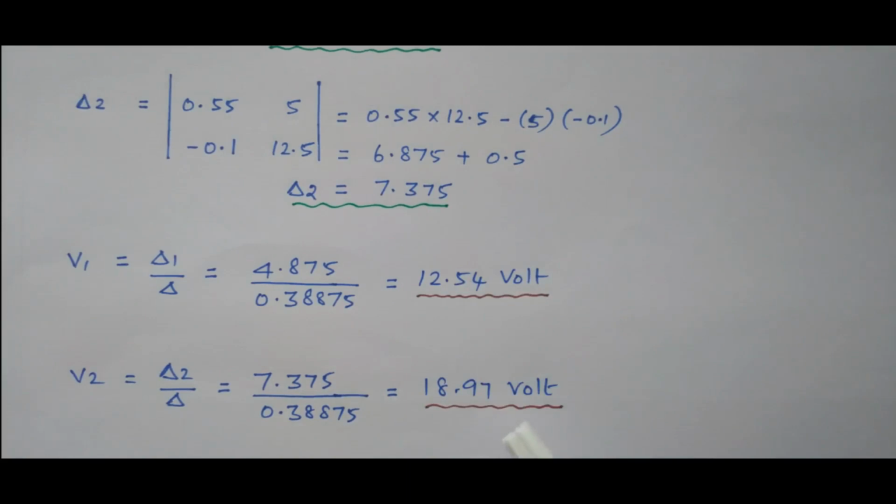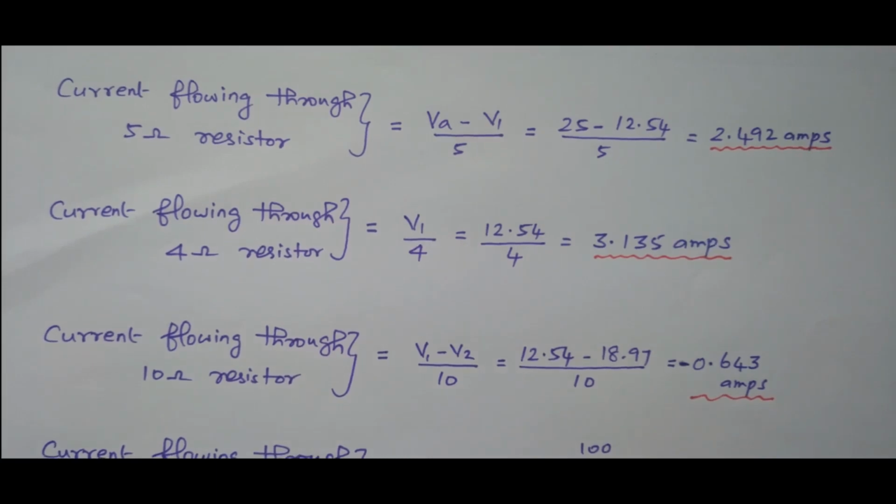The same problem solved by the equation method, the link is available in the description box. You can see that we got the same answer. Now we have V1 and V2. We need to find the current flowing through each and every resistor. There are 5 resistors available, and we'll find them one by one.